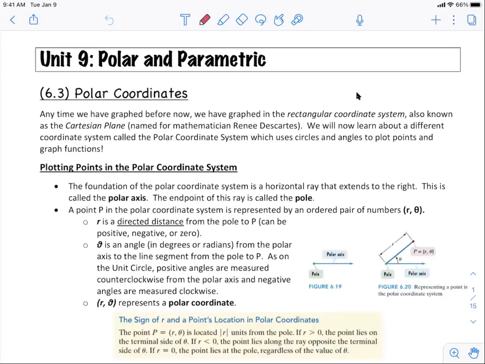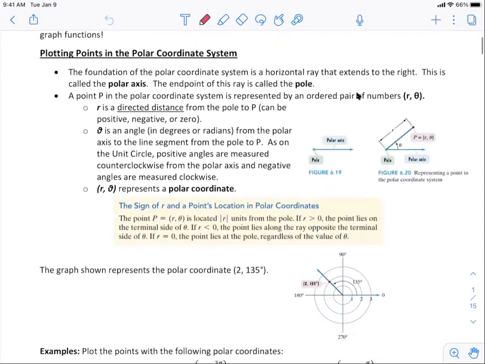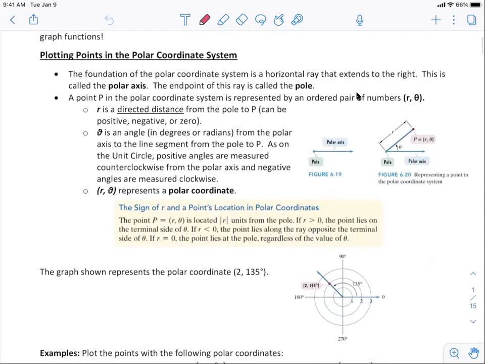So what we're going to look at now is a different type of coordinate system, which is the polar coordinate system. This uses circles and angles to plot points and graph functions. This may make you think a little bit of the way that we use bearings to show direction. It's similar, but not quite the same. So the way that we plot points in the polar coordinate system.